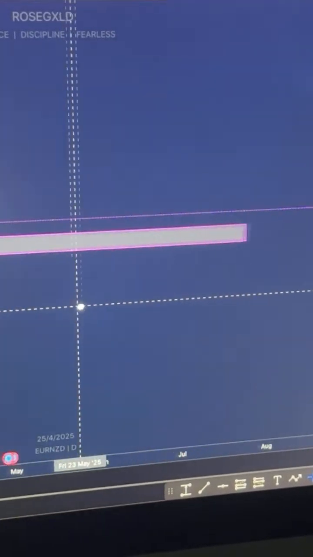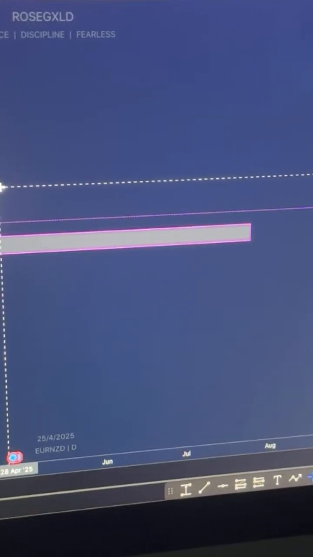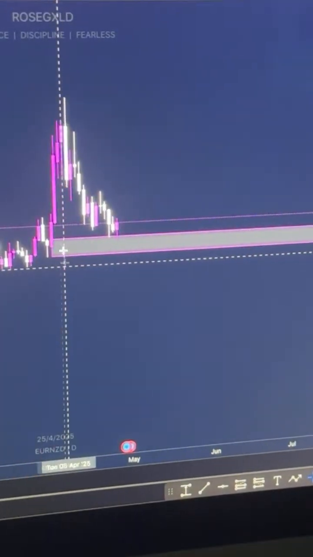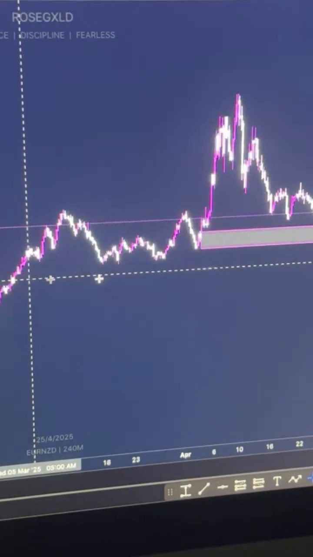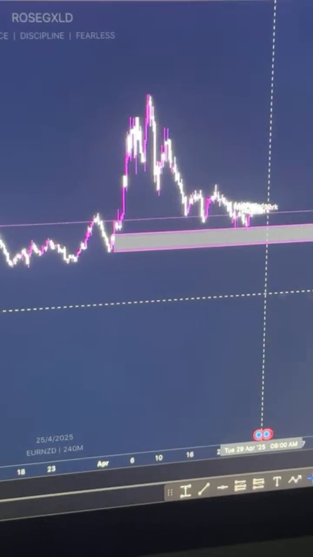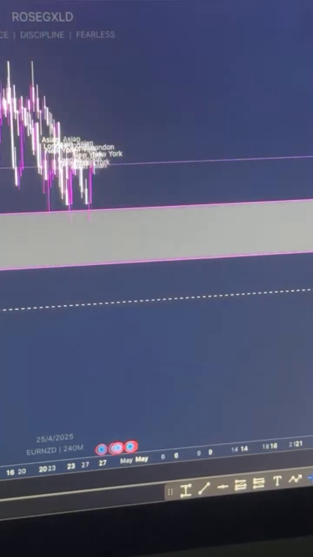So if the daily reacts from this daily demand zone, we might get some form of push to the upside, right? From the daily time frame. So now we're going to jump down to the 4-hour time frame to see what it's like. We're going to do a top-down analysis on this pair from the daily, come right down to the ground, just to get a clearer picture.